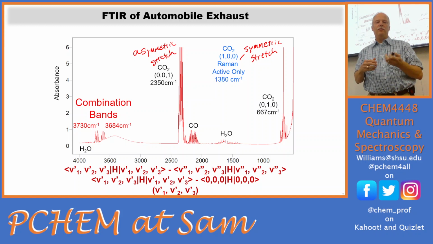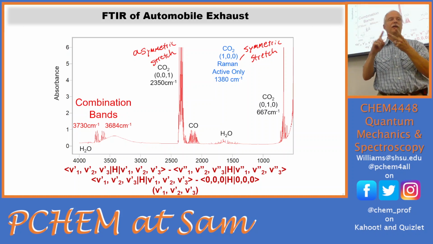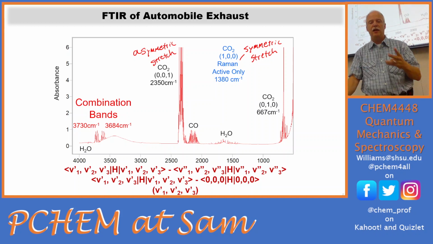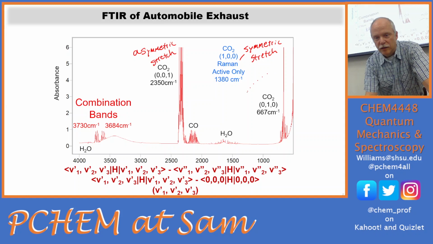So for CO2, 3n is 3 times 3 is 9, okay? And so then we subtract 5, the 3 translations, the 2 rotations, and we're left with 4 vibrations. We've identified 2 of them, the symmetric stretch and the asymmetric stretch. And we have this peak down here, this CO2, this new 2 here. That's the bend.